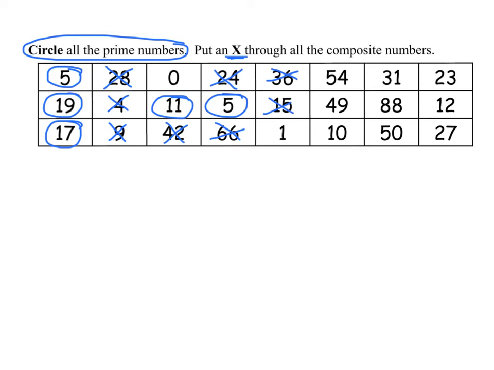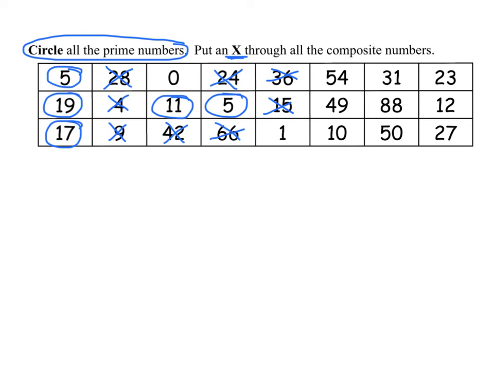1, if you remember from class, is neither prime or composite. The only factor 1 has is itself. It only has one factor. To be prime, you had to have two factors, 1 and the number itself. In this case, the number is 1, so it only has one factor, so it's neither prime nor composite.